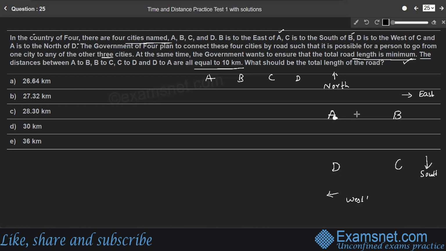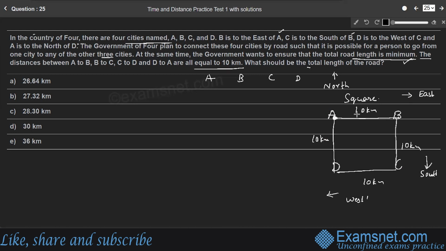And it is given that the distance between A to B is 10 kilometers, right? And B to C is also 10 kilometers. And C to D is 10 kilometers. And A to D is also 10 kilometers. Therefore, by joining these roads, we'll get a square, right? We'll get a square shape since the distances are the same between the consecutive cities. So we'll get a square shape.